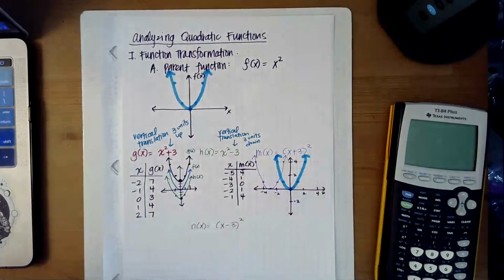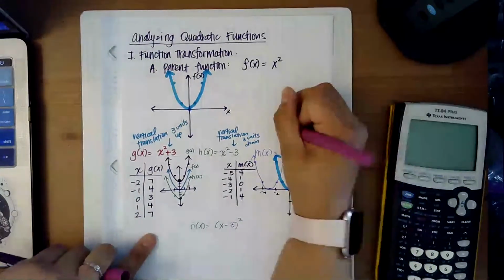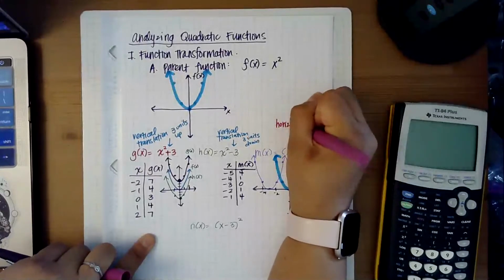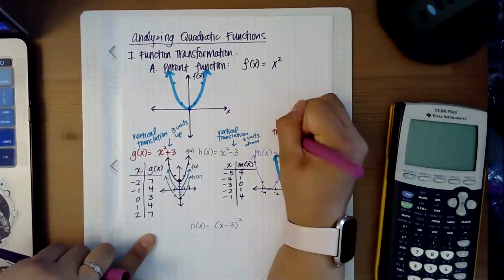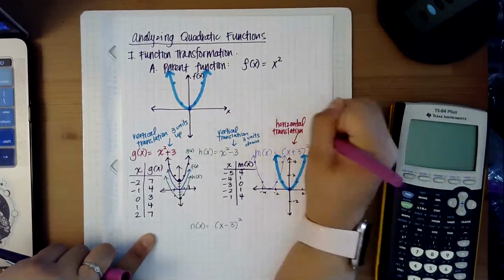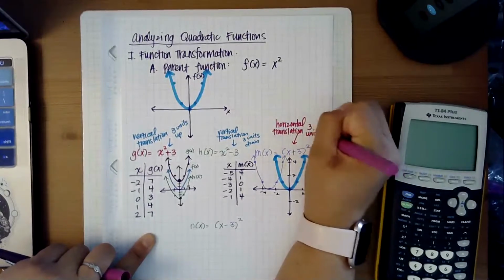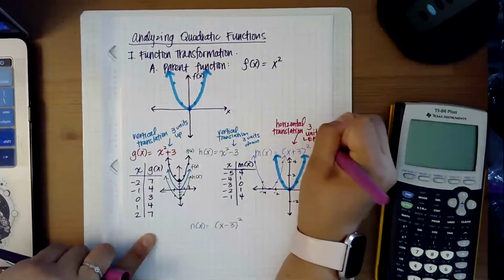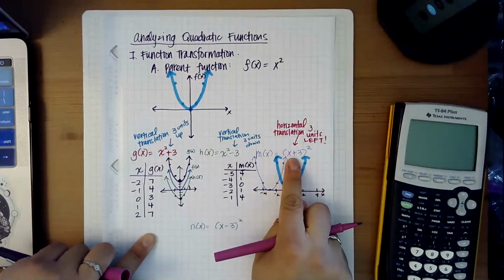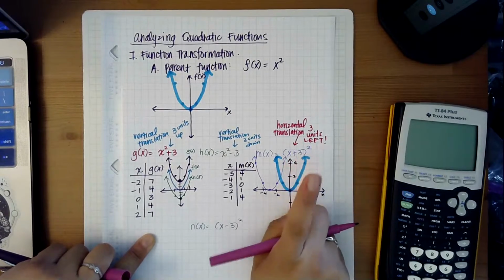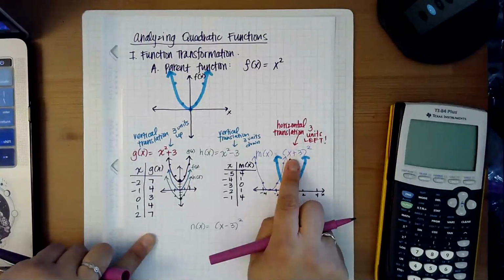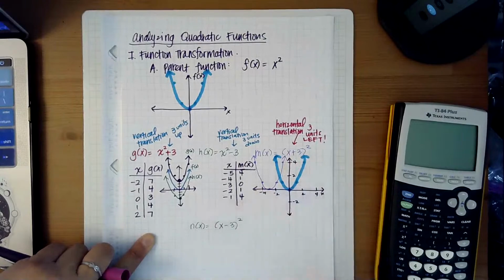From the comparison here, I notice that this is now a horizontal translation. How many units in what direction? Horizontal translation, 3 units left. Remember what's the rule? Input analysis inside the parentheses is always opposite of what the equation tells you. My equation is telling me plus 3, which really means 3 units to the left.